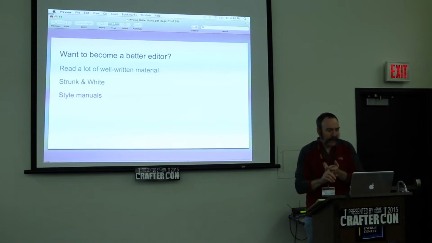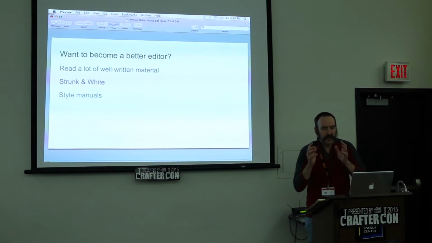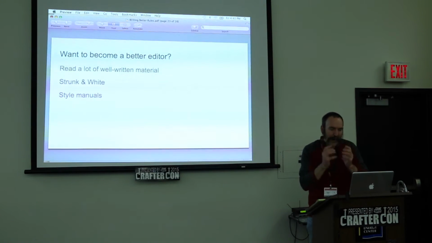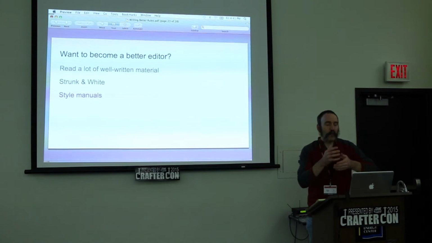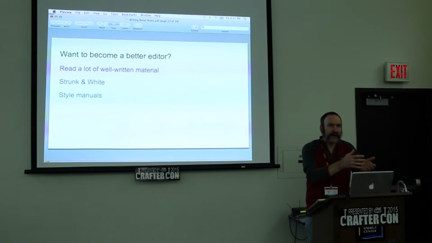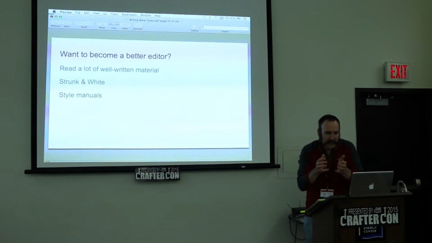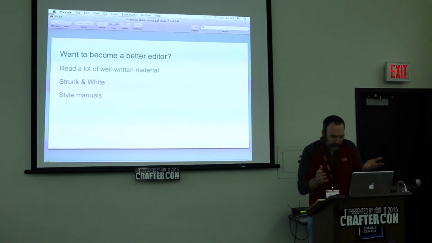If you're really into English, there are style manuals, the University of Chicago style manual, the AP style manual. That shows you how words are used correctly. So if you really want to know are these words hyphenated, should numbers be spelled out, or can they just be numerals, a style manual is going to give you that information.